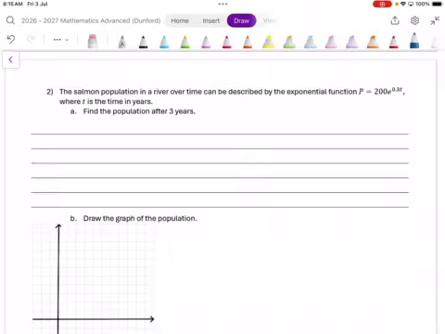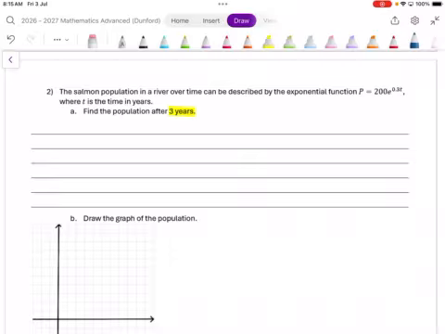When we're looking at exponential functions, you might have heard of exponential growth and exponential decay. When we're doing an applications question, that's what we're talking about, growth and decay. In this case, because our power is positive 0.3, it means we're growing our population. If it was negative 0.3, the population would be decaying and going down. So we want to find the population after 3 years.